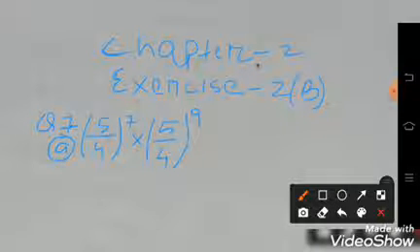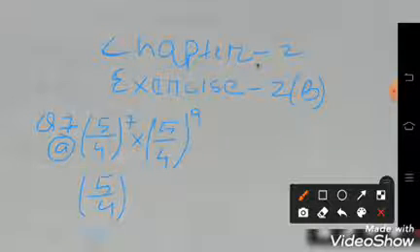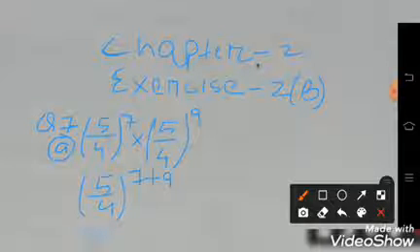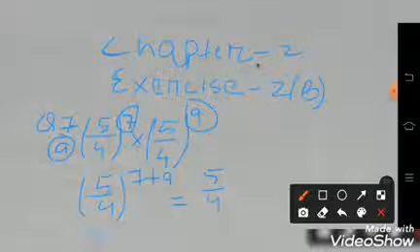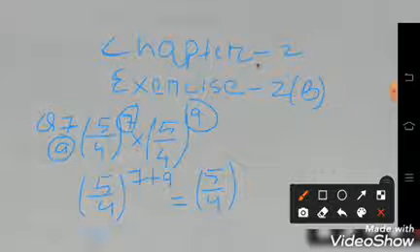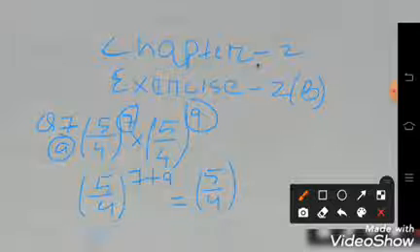Here 5/4 and 5/4 are the same, so you can take one of them as common, and then you add 7 plus 9, you just add together the two exponents. If it is multiplication, you just add the exponents. Then how much will you get? (5/4), 7 plus 9 is 16.